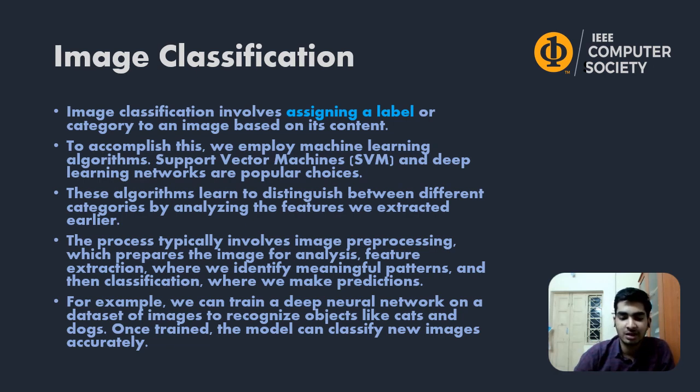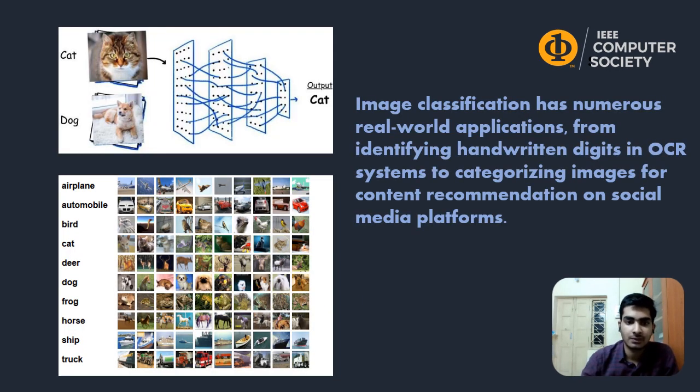The process typically involves image preprocessing, which prepares the image for analysis, feature extraction, where we identify meaningful patterns, and then classification, where we make predictions. For example, we can train a deep neural network on a data set of images to distinguish between cats and dogs. Once we train the model, we can classify new images accurately. So this is a typical example of image classification.